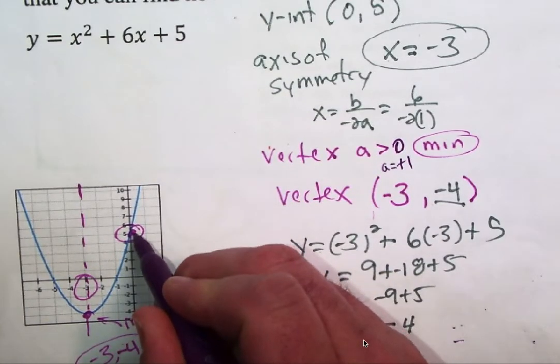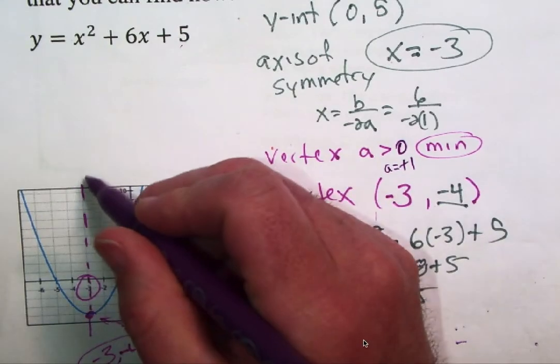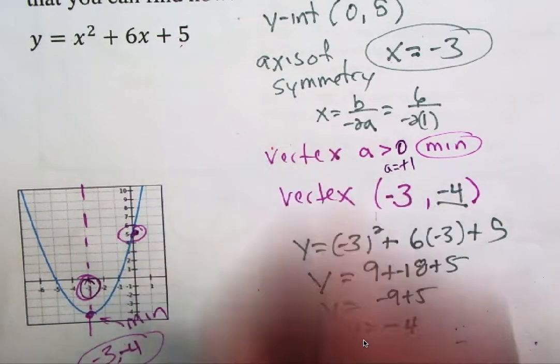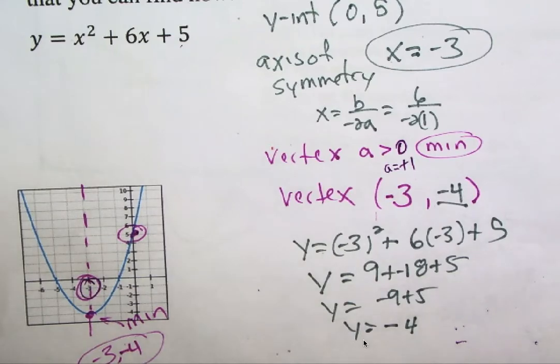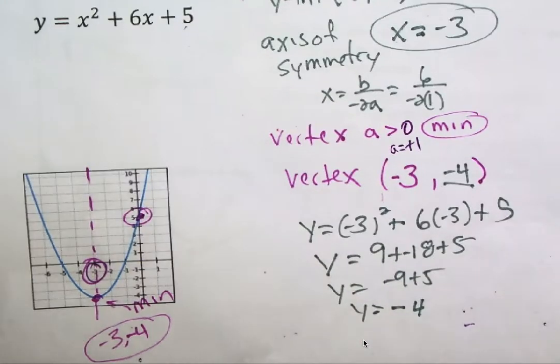So we said the y-intercept was 5, was it? Yes. We found the axis of symmetry to be -3. Yes, there it was there. It is a minimum based on the a value. The vertex happens at -3, -4, which is what we calculated.